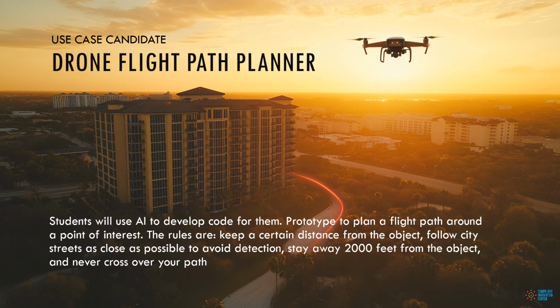Your client wants to develop an application that allows users to plan the route for a drone to survey a particular point of interest. It could be an address, a location, and the rule is it's in an urban area, and the drone should try to stay out of surveillance by adhering to as many local streets as possible. It should keep a particular distance away from the surveyed area. So, for example, stay 2,000 feet away from the object, and it should never cross its path, so it should be an optimized polygon shape.